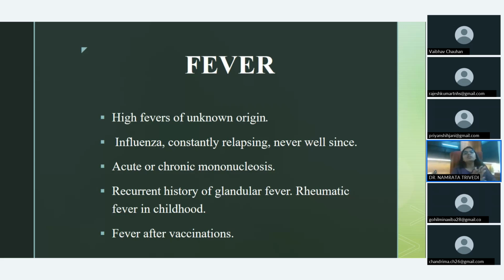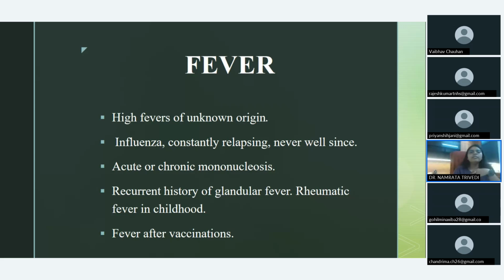Now, carcinosin is given in cases of high fevers of unknown origin. It can also be given in influenza, constantly relapsing complaint, constantly relapsing fever, never well since influenza, acute or chronic mononucleosis, or any recurrent history of glandular fever. It can also be given in rheumatic fever in childhood. If you know, rheumatic fever can also affect the heart.